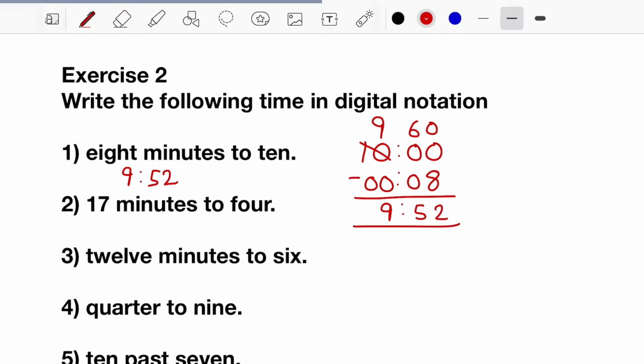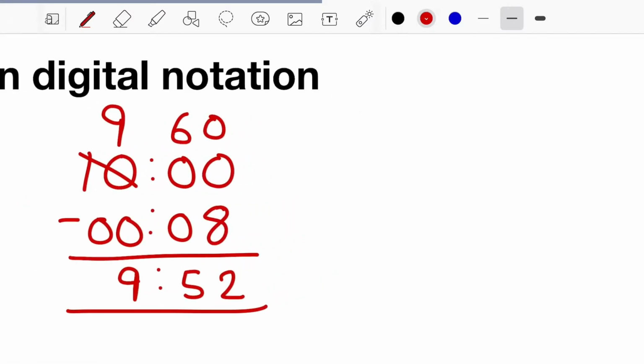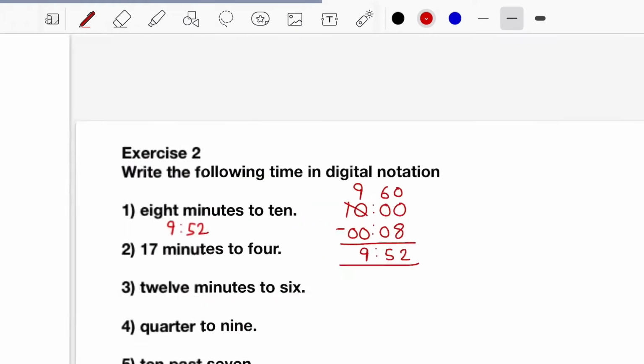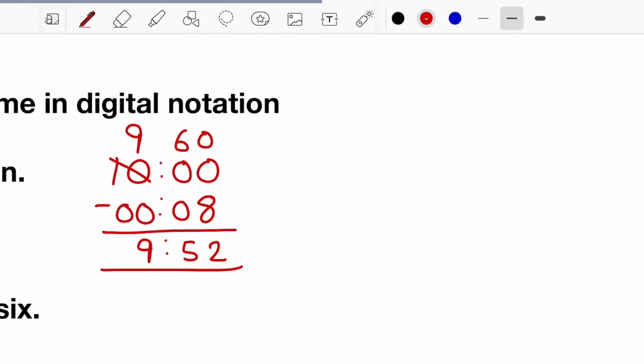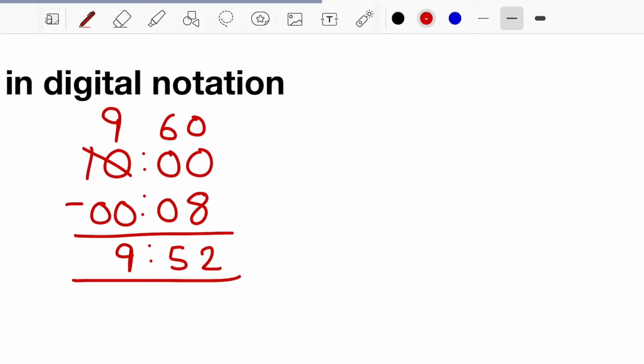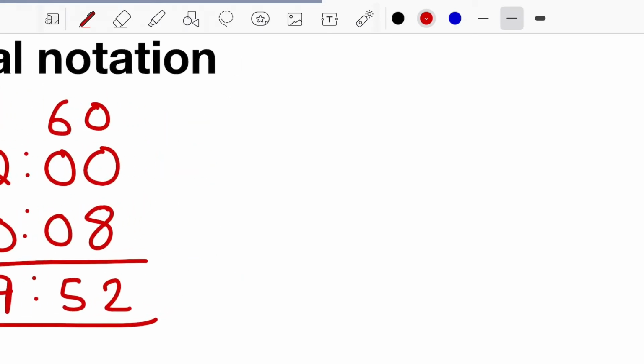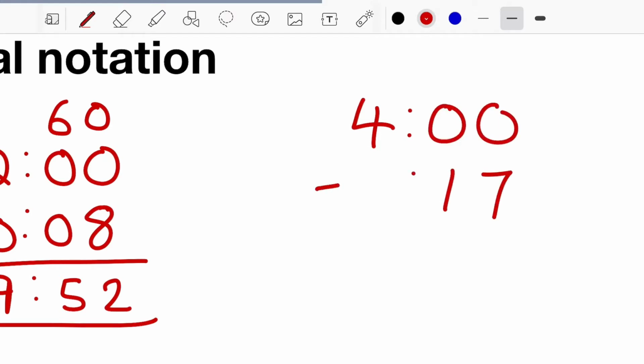Number 2, 17 minutes to 4. So when they say to, it means before. So 17 minutes before 4 o'clock. So let's do the subtraction again. So we know it's going to be 3 something, or sometime past 3. So 4 take away 17. We can use zeros to fill the spaces.